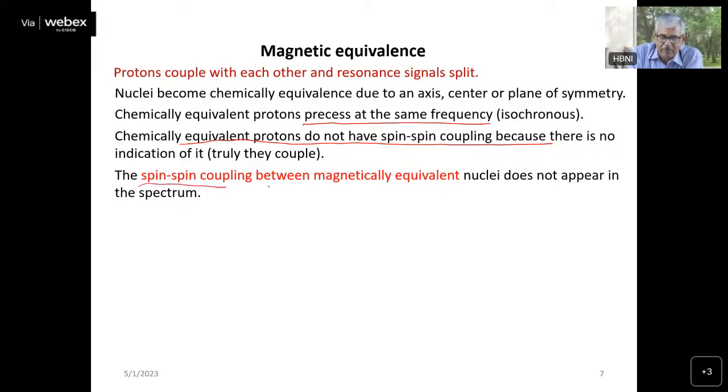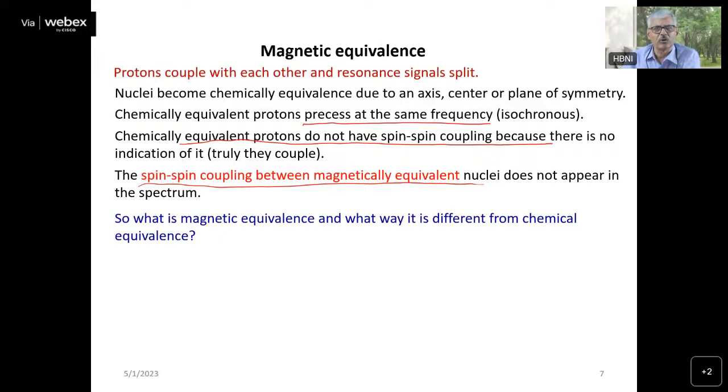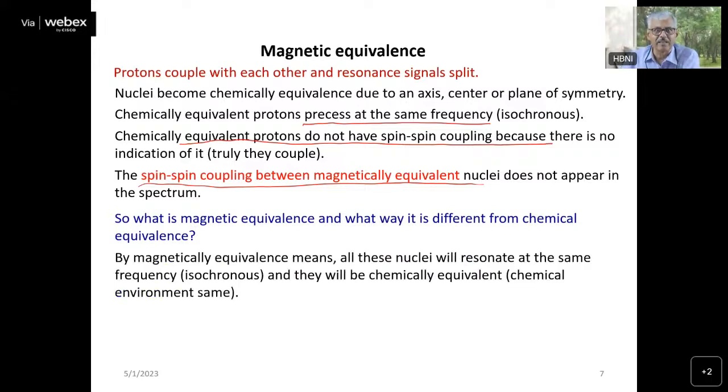The spin-spin coupling between magnetically equivalent nuclei also does not appear in the NMR spectrum. That also we have seen. So what is the difference between magnetic equivalence and chemical equivalence? Magnetically equivalent means all these nuclei will resonate at the same frequency, isochronous, and they will be chemically equivalent. On this point, the definitions of magnetically equivalent and chemically equivalent nuclei are the same.